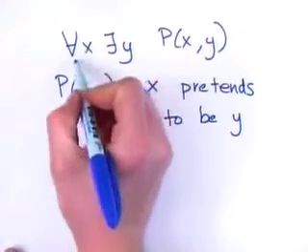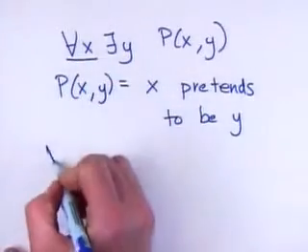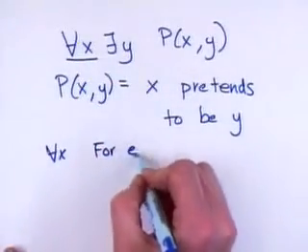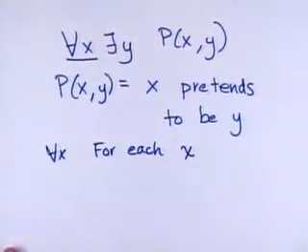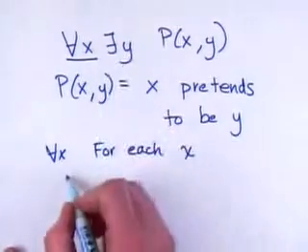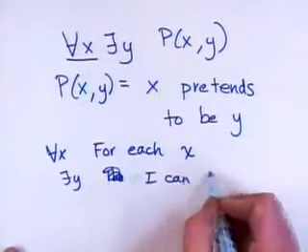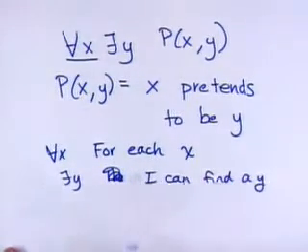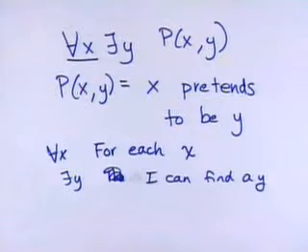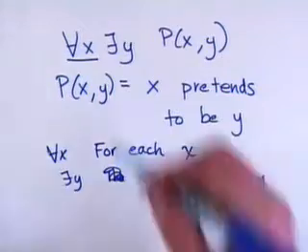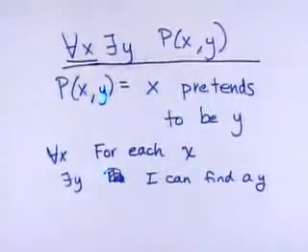So in this case, this is the way I read these. For all, I read as a for each. For each x. And there exists a y, I read as I can find a y. So if I read this statement, I read it to say, for each x, I can find a y value that makes p of xy true. That's how I read this statement right here. For each x, I can find a y value that makes p of xy true.